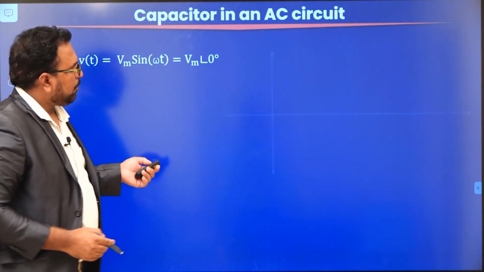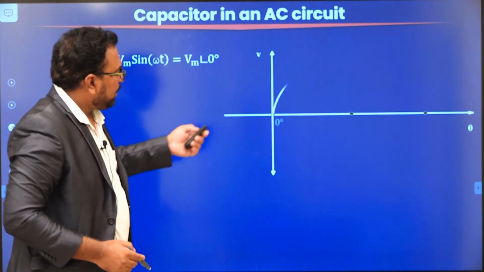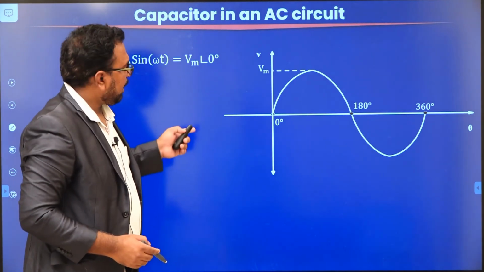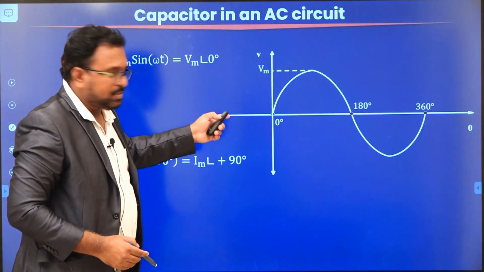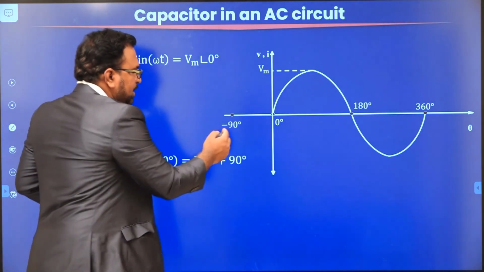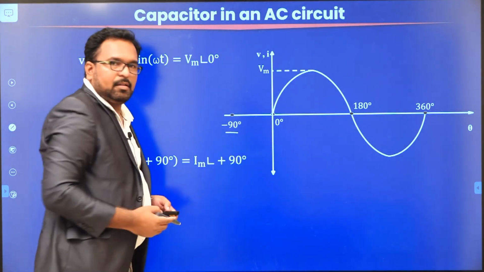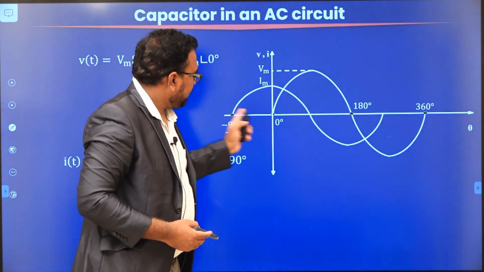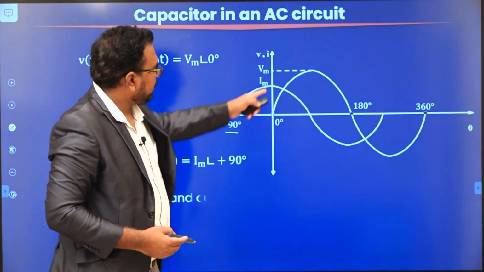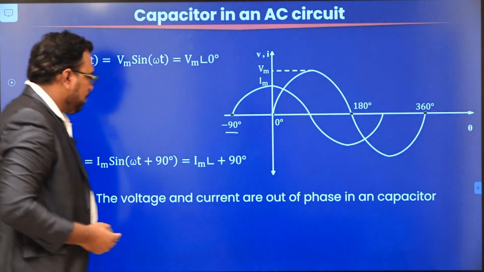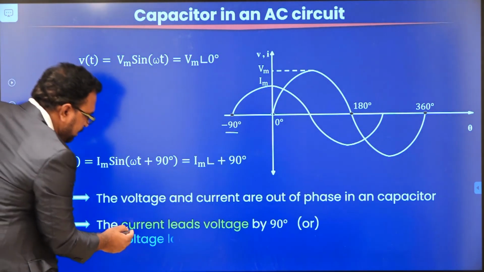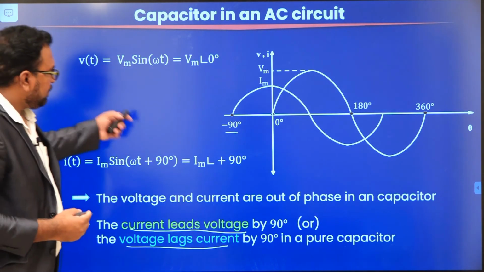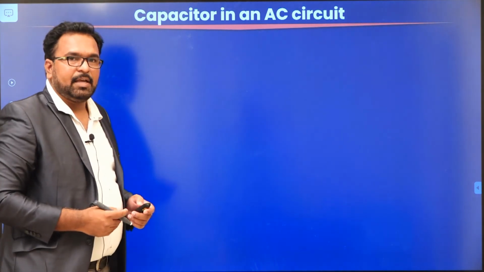And we have drawn the waveforms, the graphical representation. The voltage waveform always starts at 0 degrees, but the current through the capacitor always leads. That's why it starts before the voltage, at minus 90 degrees, and continues. So the phase difference between voltage and current is 90 degrees, and the magnitude is Im here. That's why in case of a capacitor, current leads voltage or voltage lags current. So this is all about the capacitor in an AC circuit.